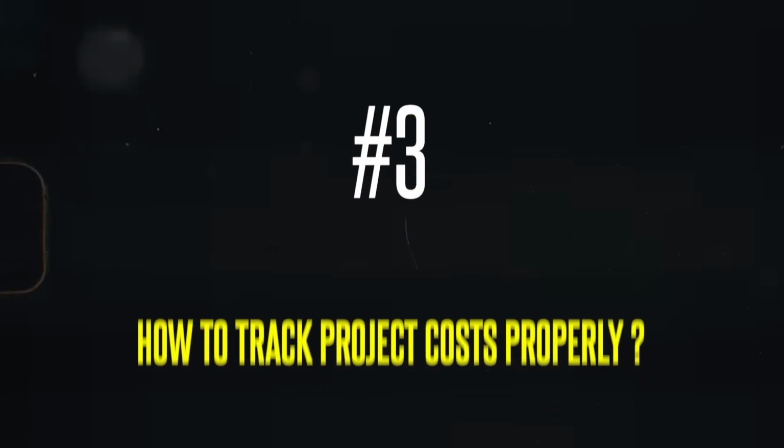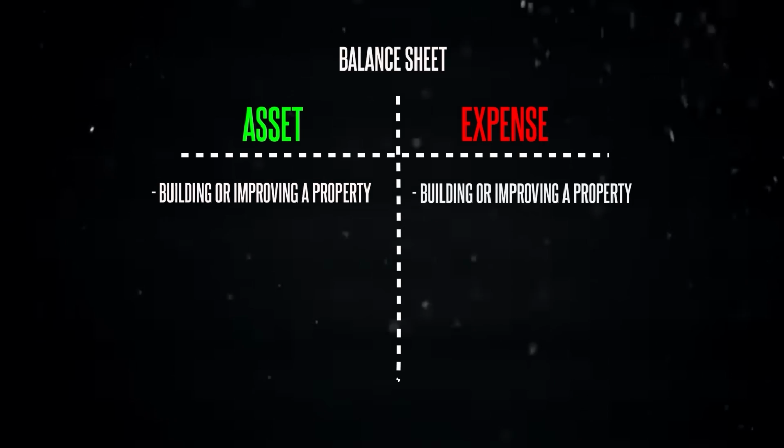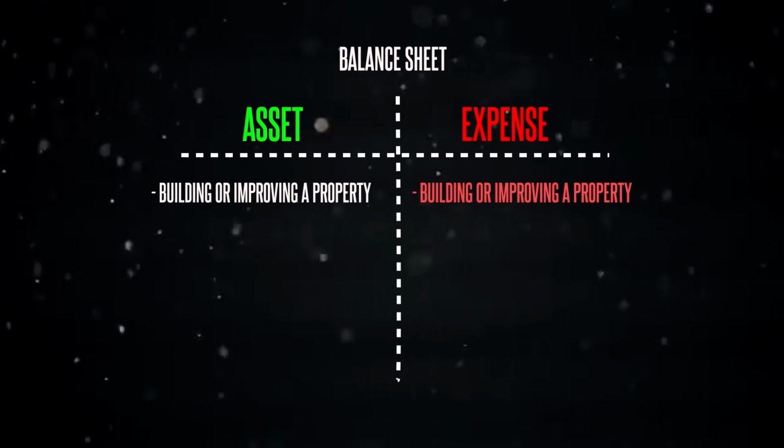Another advantage of this breakdown is for when you sell the property and need to move it off the balance sheet to hopefully gain on a sale. Now, how to track project costs properly. Here's the rule. If a cost directly contributes to building or improving a property, it belongs on the balance sheet. It's part of the asset. You should not treat it as an expense.